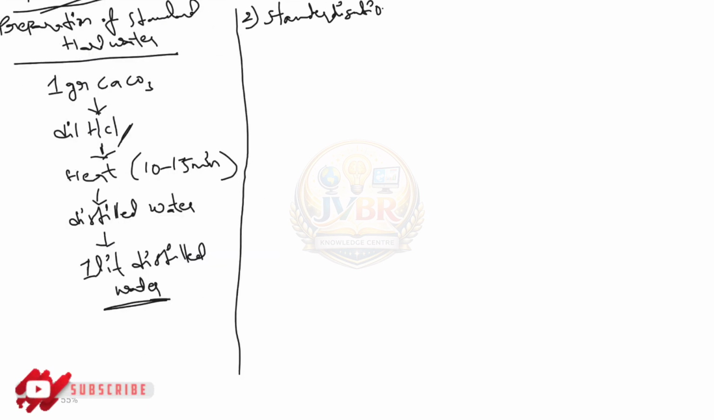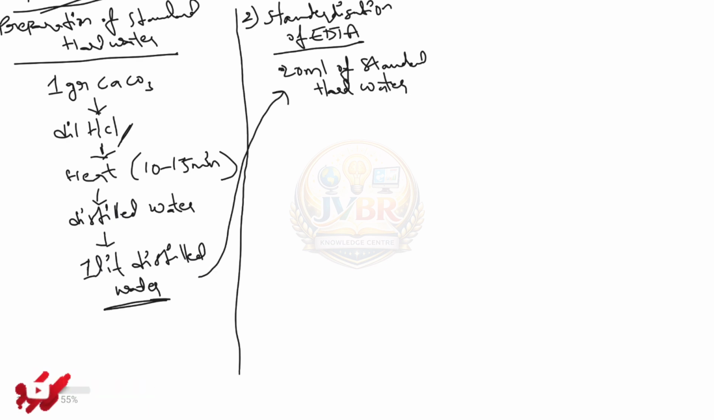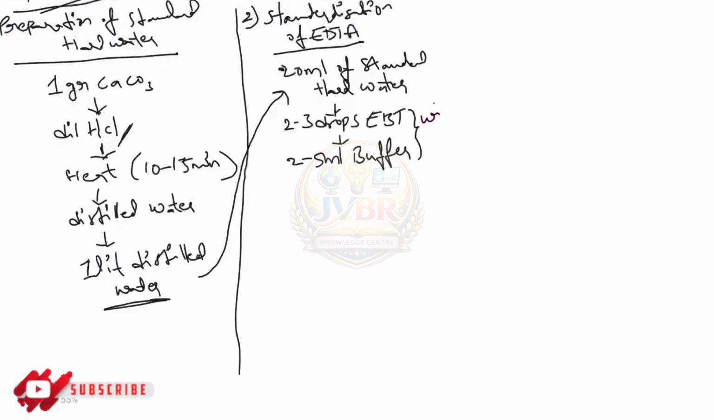Second step, standardization of EDTA. Take 20 ml of standard hard water in a clean conical flask. This standard hard water should be taken from the 1 liter of standard hard water we already prepared in the previous step. Then add 2 to 3 drops of EBT indicator and add 2 to 5 ml of buffer solution. Now the solution turns into wine red color. Now titrate this solution with EDTA solution till the wine red color changes to clear blue color. If the complete solution turns blue, then stop the burette and note down the burette reading as X ml.